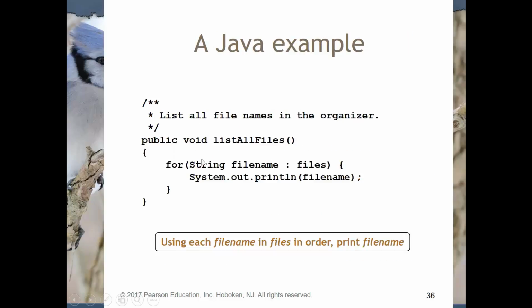Here's an actual example. Files would be an array list of type string. And then what's going to happen is for each object that's stored in files, it'll pop it out one at a time into file name. And then in this case, it's going to print the file name from it. Okay?